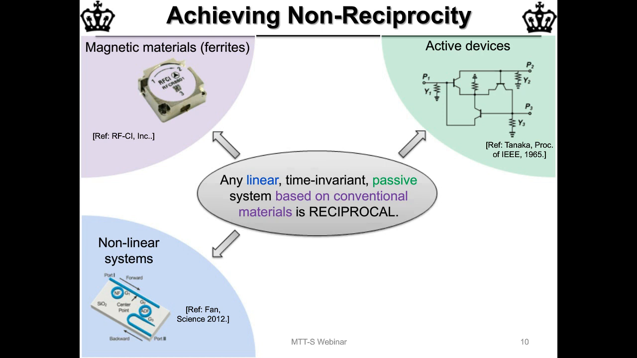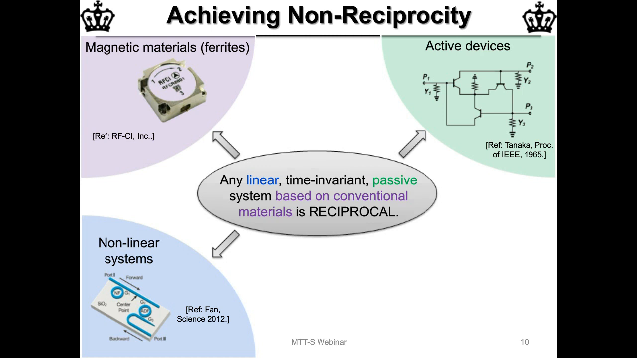You can use nonlinearity to realize non-reciprocity, and this is an approach that's widely used in the optical domain. However, in microwave applications such as communications, it's very important for the system to be linear. And these nonlinear non-reciprocal components such as isolators and circulators exhibit their non-reciprocity only over a limited range of signal powers.